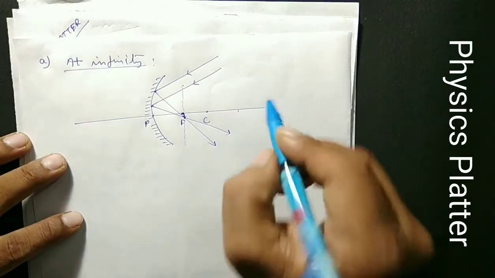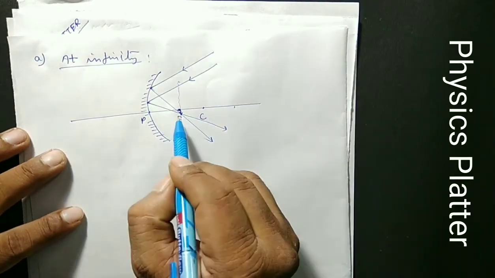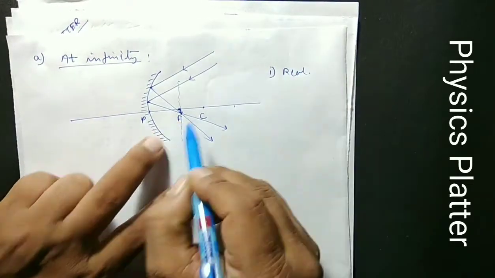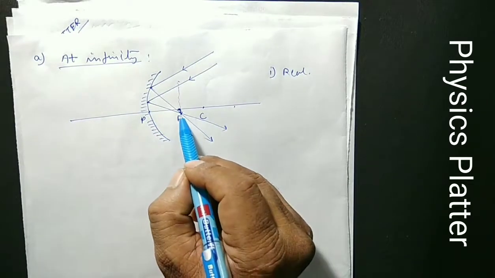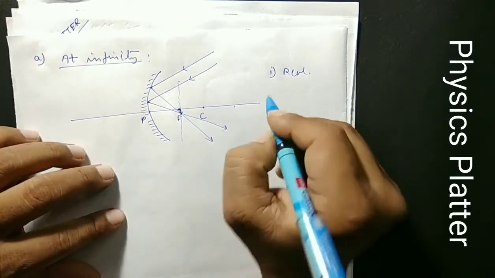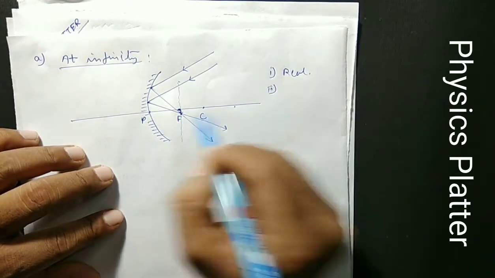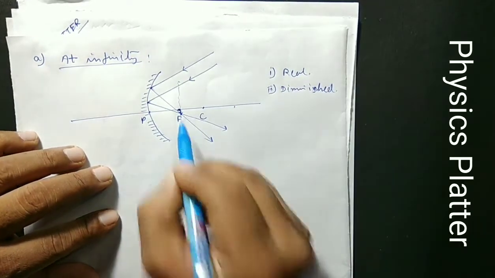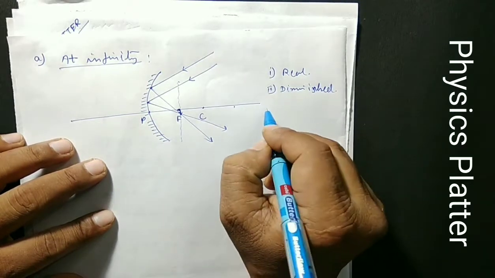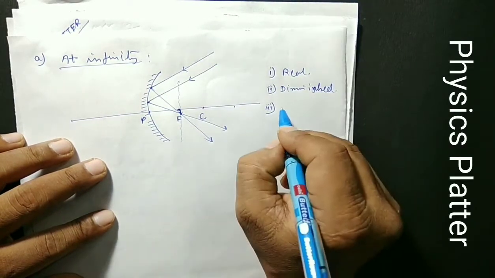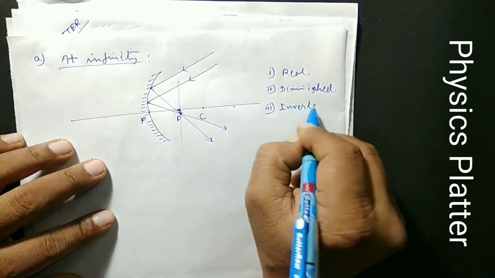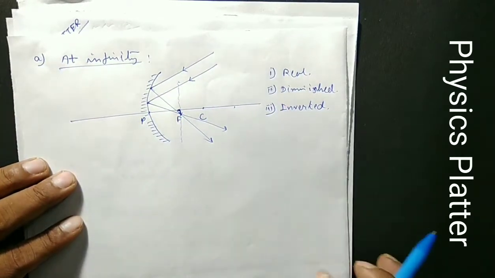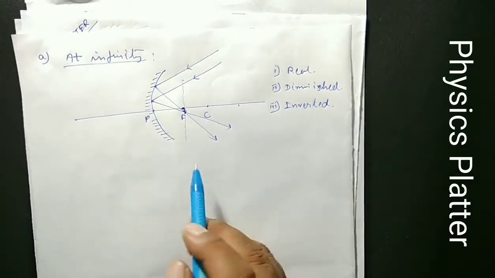What kind of image is that? When the object is at infinity, first of all, it is a real image, because it is formed by the converging beam, when the beam is converging to a point and the image is formed. Secondly, it is diminished. Why diminished? Because the size of the image is very small compared to the object. And thirdly, it is inverted, meaning it's upside down. Alright, so these are the three properties of the image formed by the object which is at infinity.